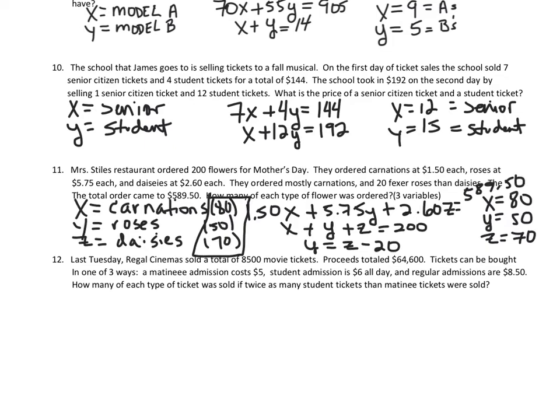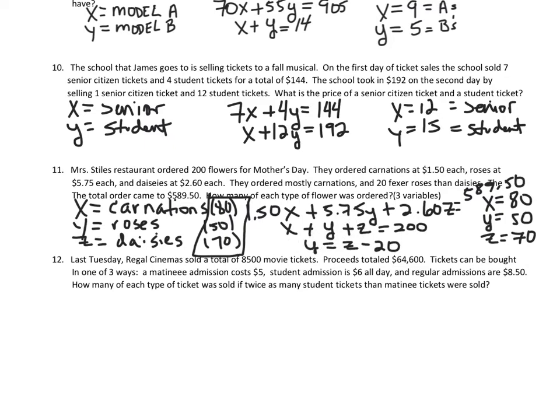Okay, then our second equation is X plus Y plus Z, all of the flowers together, equals 200 flowers total. So we have to have an X plus Y plus Z equation in there for the total number of flowers. That would be this equation.